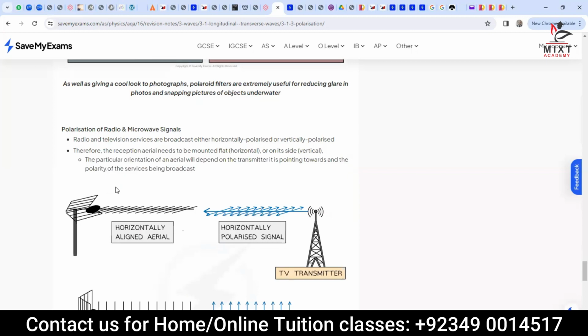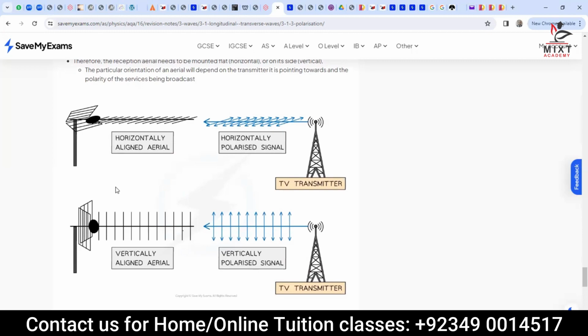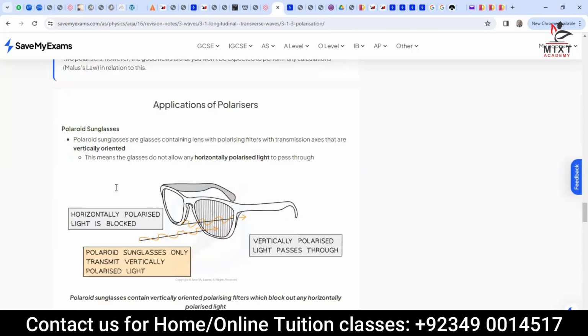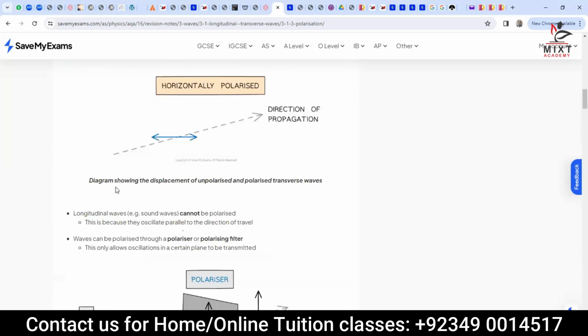Now check this out. They're showing you the example of antennas as well. Radio and television services are broadcast either horizontally polarized or vertically polarized. Therefore, the receiving aerial needs to be mounted flat or on its side. The particular orientation of an aerial will depend on the transmission it is pointing towards and the polarity of the service being broadcast. If the signal is transmitted horizontally polarized, then your aerial should be horizontally aligned as well. Otherwise, you may not get the proper signals. If it's vertical, then your aerial should be vertically aligned. Understood? Any problem in this? No, this is understandable. This is all about polarization in our course.